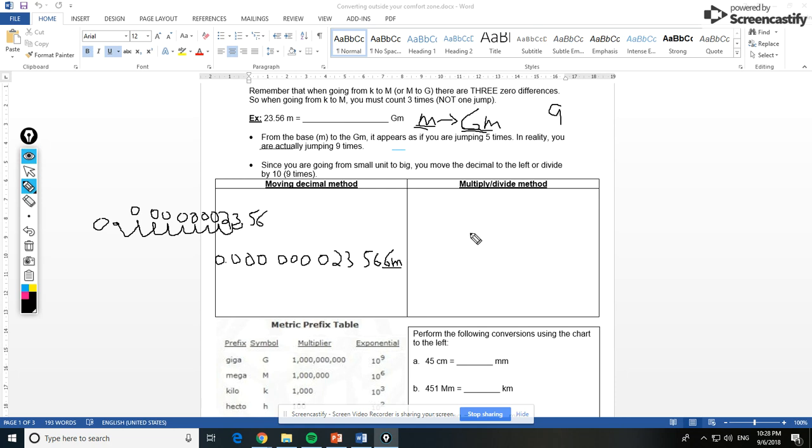So in 23.56 meters, there are this many gigameters. And it makes sense because a meter is smaller than a gigameter. You couldn't fit a large amount of gigameters into a meter.